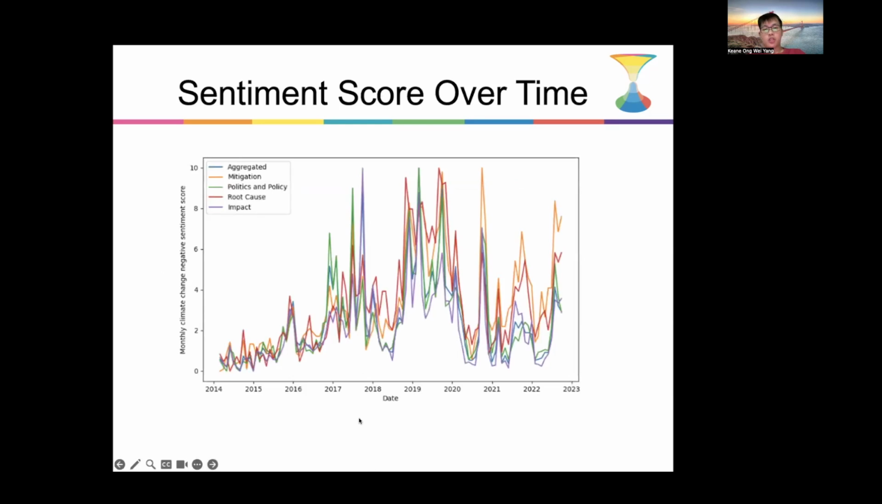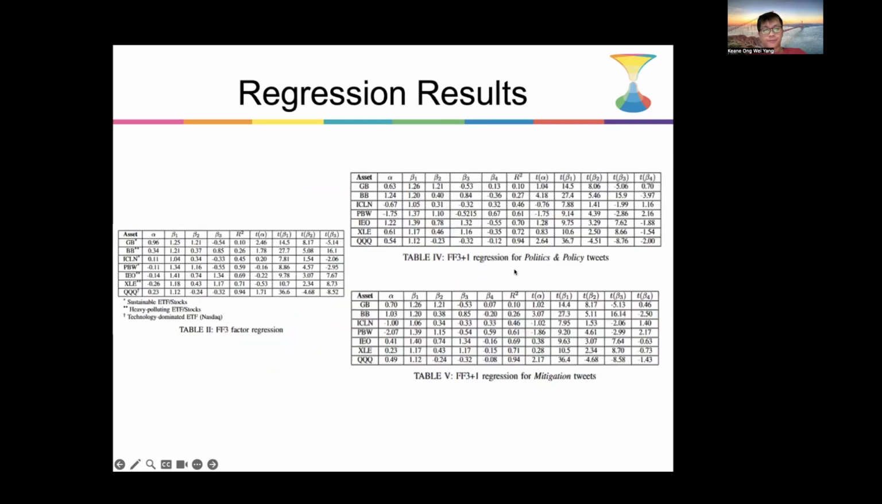Yeah, so this is just an appreciation of how your sentiment score towards climate change has changed over time. You can see that there is a certain height of negative sentiment and skepticism as time progresses, which is quite interesting as a trend. And then, after we did the regression, we can actually see how the alpha changes. For instance, yeah. So by observing the changes in alpha, we can come to a couple of deductions.